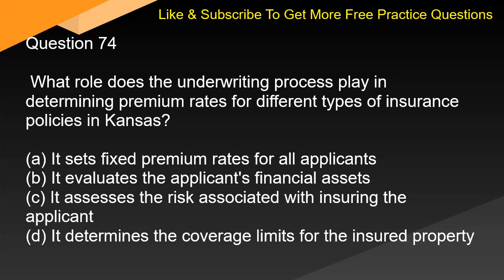Question 74. What role does the underwriting process play in determining premium rates for different types of insurance policies in Kansas? A. It sets fixed premium rates for all applicants. B. It evaluates the applicant's financial assets. C. It assesses the risk associated with insuring the applicant. D. It determines the coverage limits for the insured property.